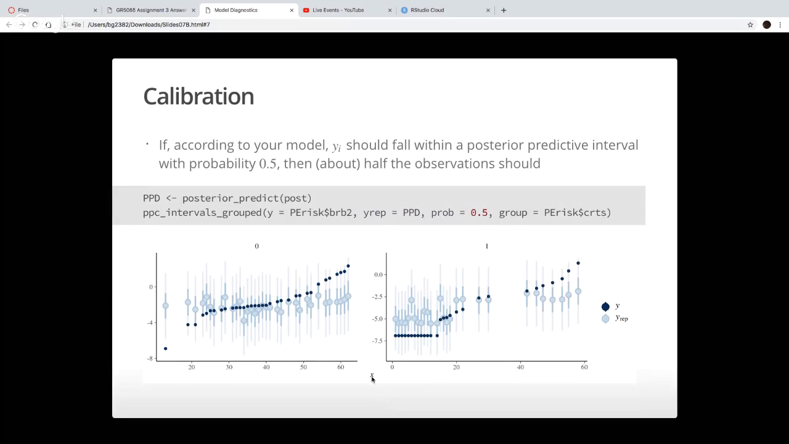So another one of the things that we can do, this is similar to what we were doing last time, but maybe a little bit better. We can make these 50% posterior predictive intervals, and we would hope to find that about half of the observations fall within the 50% central interval, 25% fall below, 25% fall above.